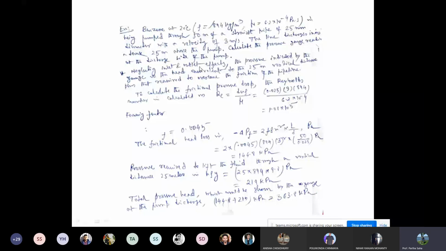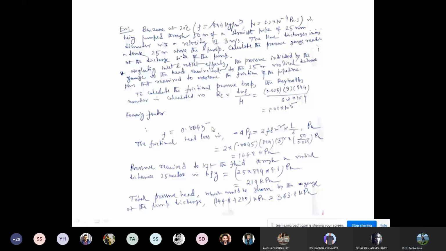Neglecting inlet and outlet effects, the pressure indicated by the gauge is the head equivalent to the 25 meter vertical distance plus the head required to work against the friction of the pipeline. First you calculate the Reynolds number, d u rho by mu. The friction factor you can easily calculate from the relationship. I have already mentioned that this is a turbulent flow.